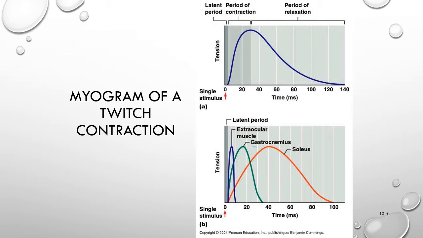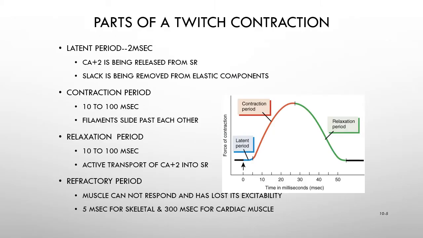Versus, say, the gastrocnemius here and the soleus, both of those, even though they are actually connected to one another via the tendon, they both also have different functions as far as what they do. And so gastrocnemius and soleus have different twitch times also. And so soleus is going to take a little bit longer to contract than that of gastrocnemius. And so when we look at those different components as far as what's going on within the latent period, the contraction period, and the relaxation period, we can see that there are some processes that have to occur.